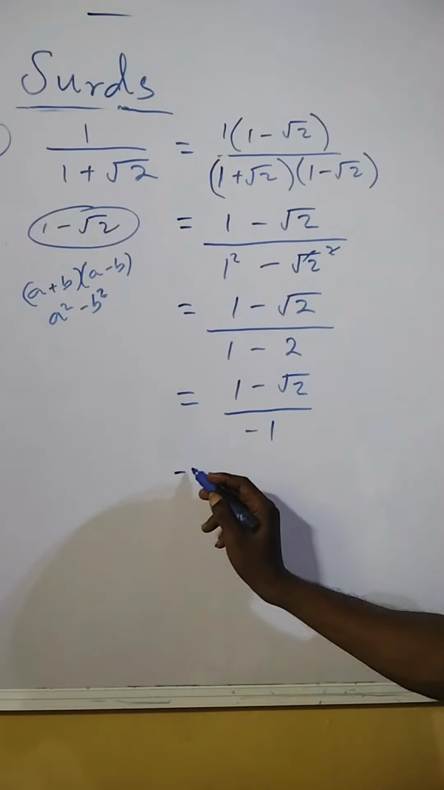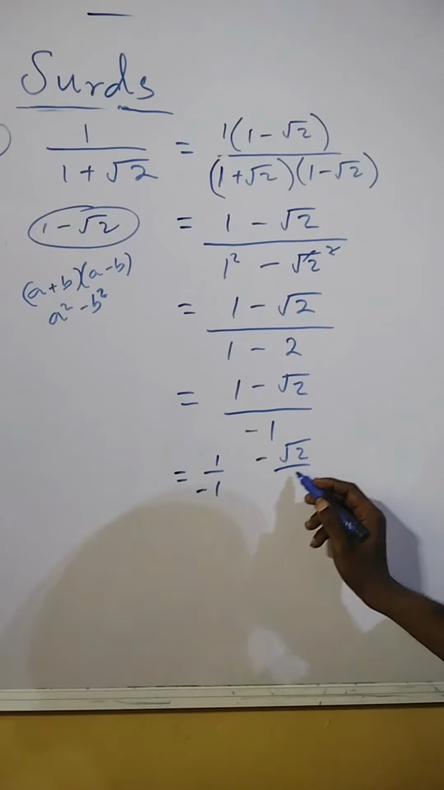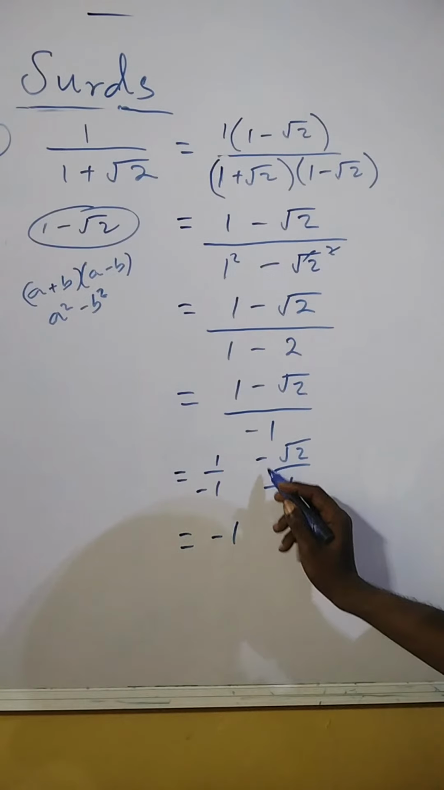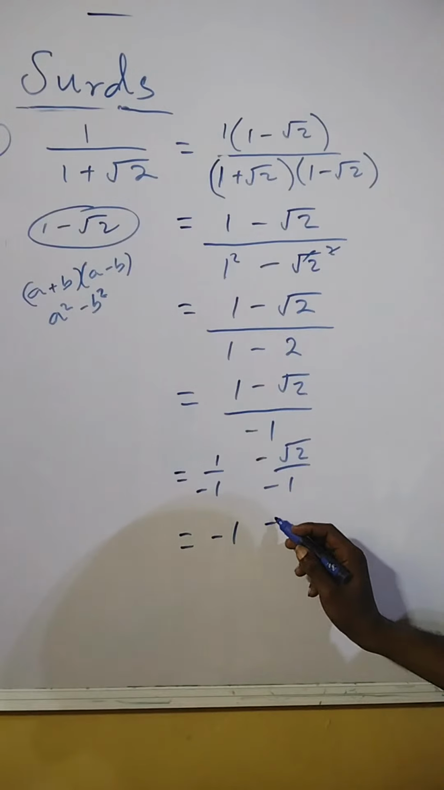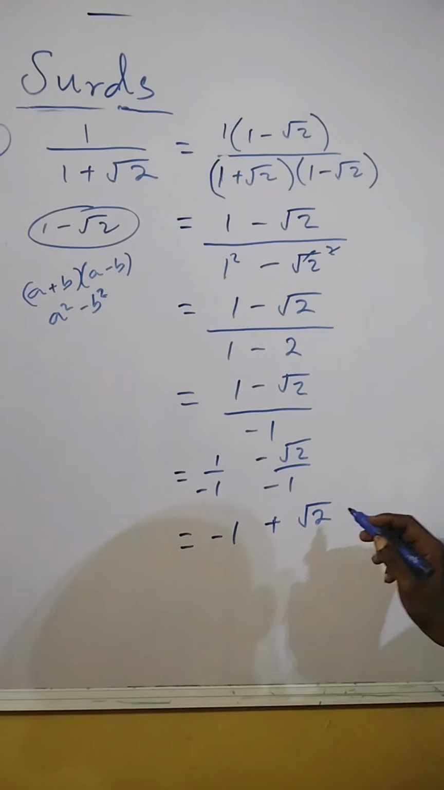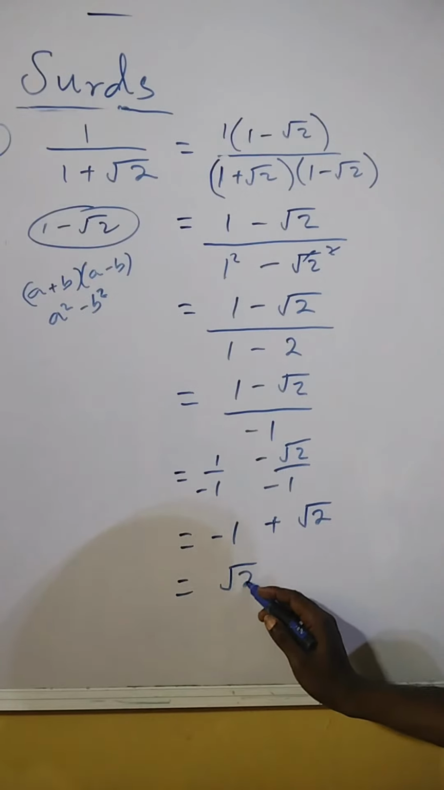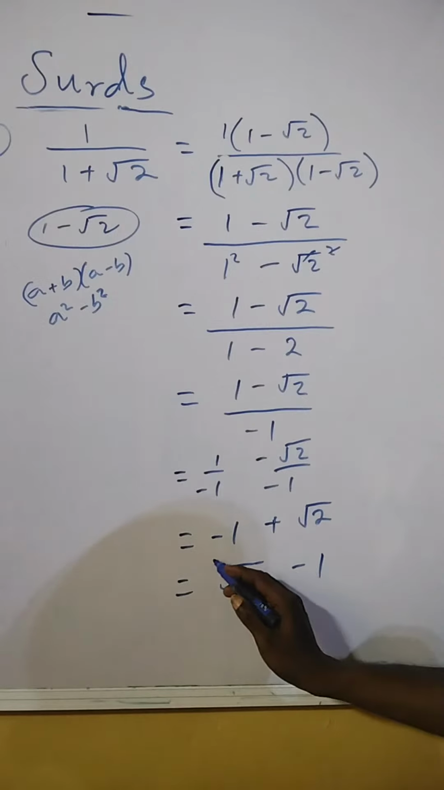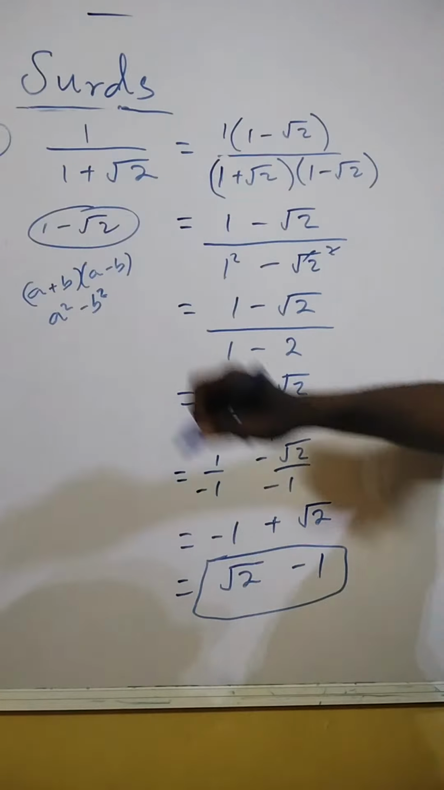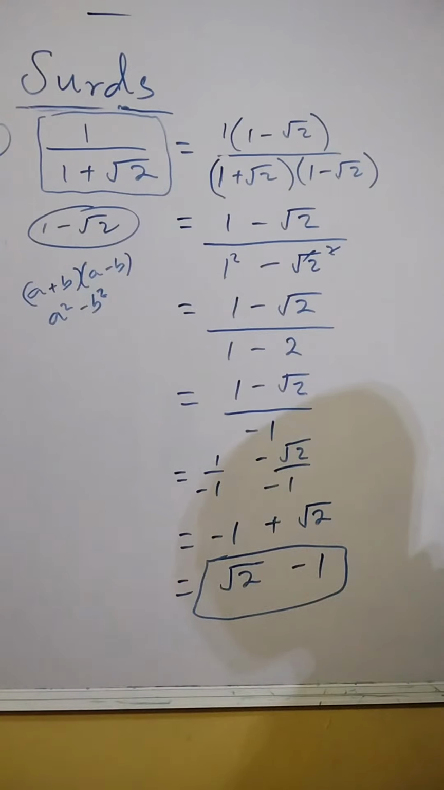And when we separate this, we can say this is 1 over minus 1, then minus root 2 over minus 1. Here, 1 over minus 1 is simply minus 1. Then here, minus divided by minus turns to plus, that's plus root 2. And we can decide to write this as root 2 first, then minus 1. So here we have this as a simplified form of this particular surd. Okay, so that is number 3.